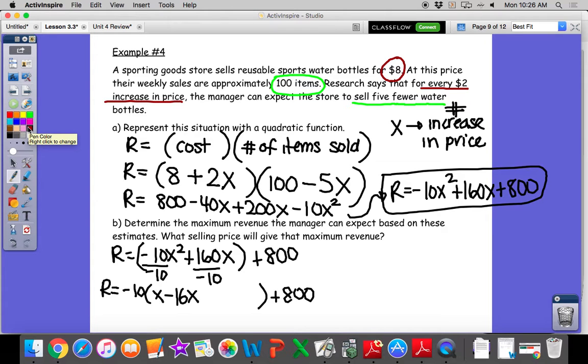Once we factor out the negative 10, we're going to always take half the middle number, which is your b value, and square it. So half of negative 16 will be negative 8, and when you square negative 8, you should get positive 64. So you're going to add 64 and right away subtract 64.